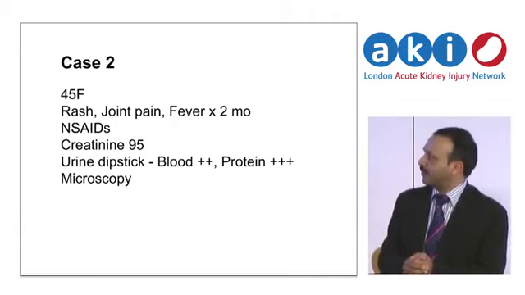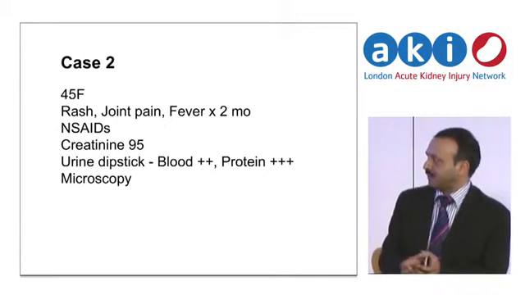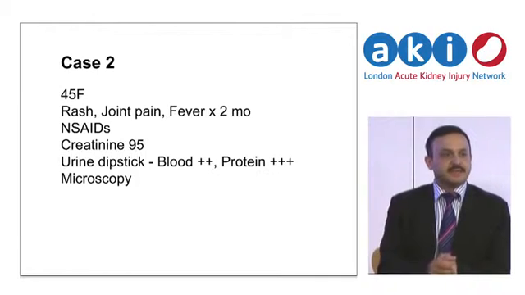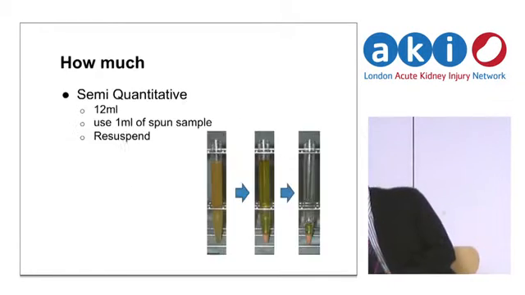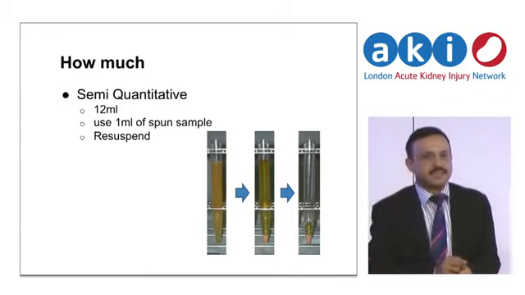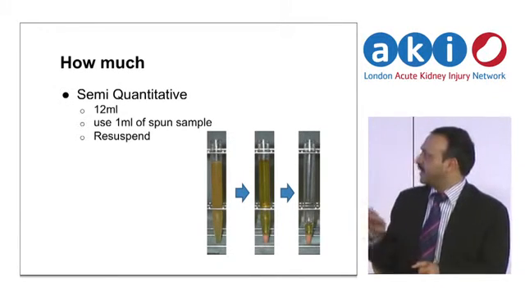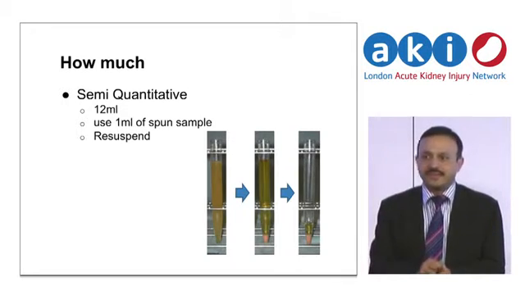Creatinine was 95 on presentation, urine dipstick was positive for blood and protein, and that was the initial examination. We went through the same process. This time around, the urine didn't look very red.